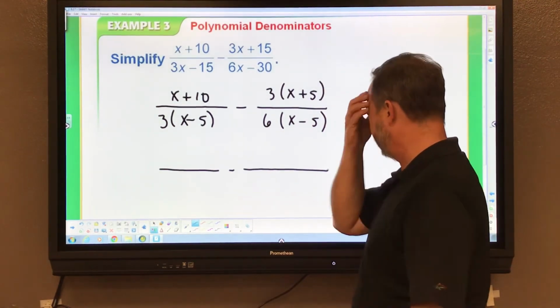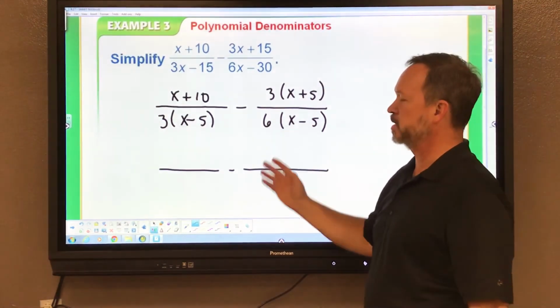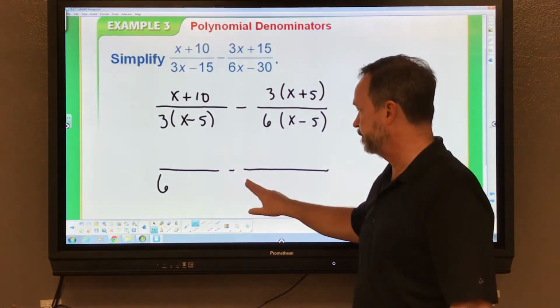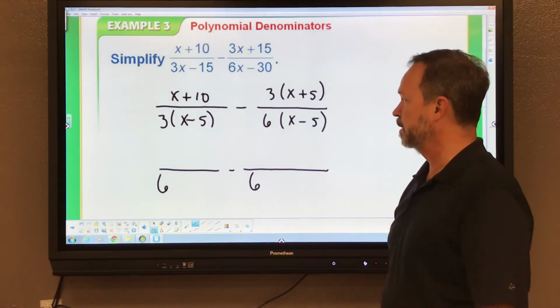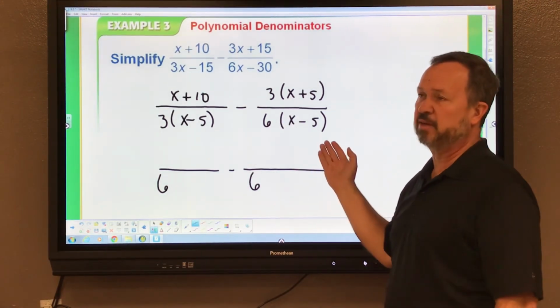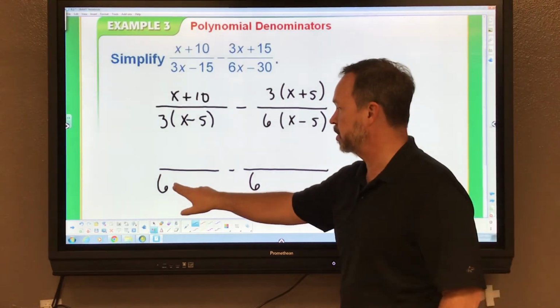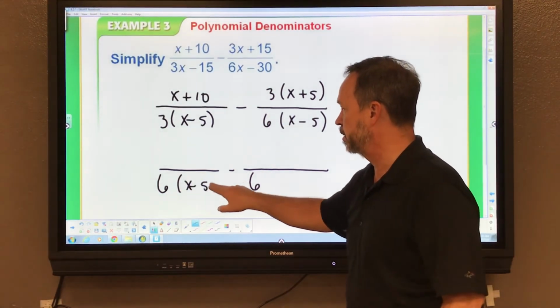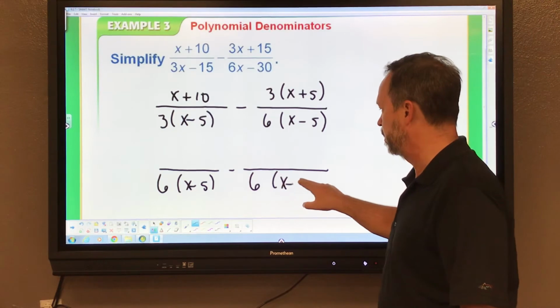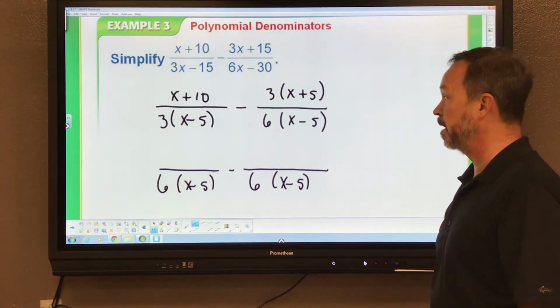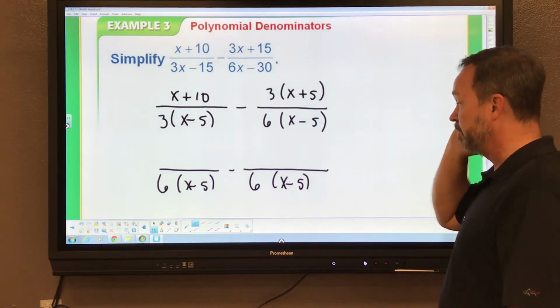Least common denominator. So look at the 3 and the 6. What's the smallest thing that 3 and 6 will both go into evenly? 6. Where's the x minus 5 found the most? One time. One time here, one time here. So one time here. And that's how that works. That's how you find the least common denominator for rational expressions.